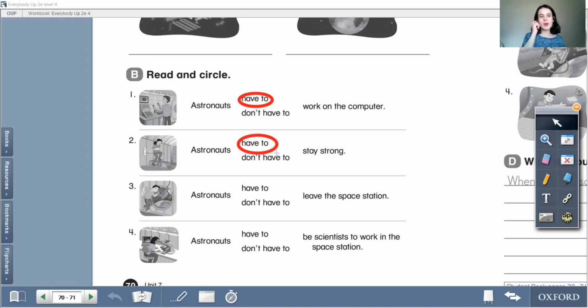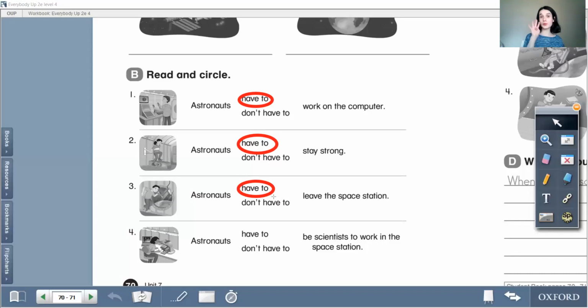Great. And third one, look at the picture. Okay, there is an astronaut or filmmaker, right? Filming space, right? Great. Astronauts have to leave the space station. Astronauts don't have to leave the space station. Which one is correct? Astronauts have to leave the space station, right? They don't just sit and wait in space, right? No, they are going and exploring, right? Right, so they have to leave the space station.